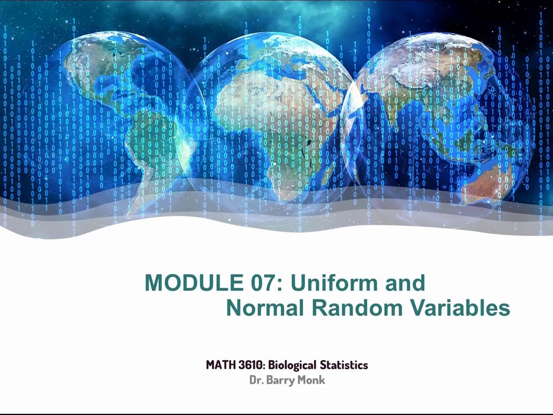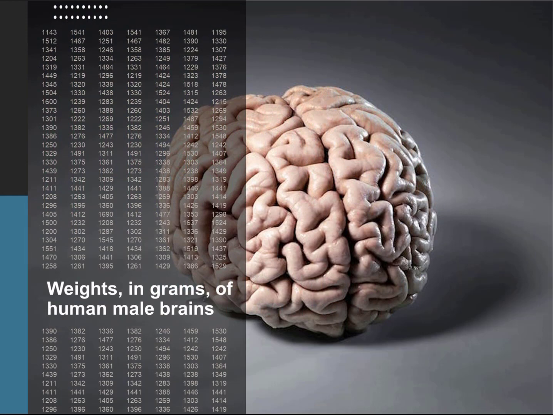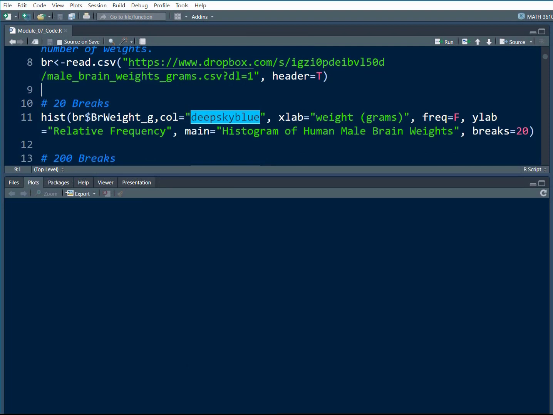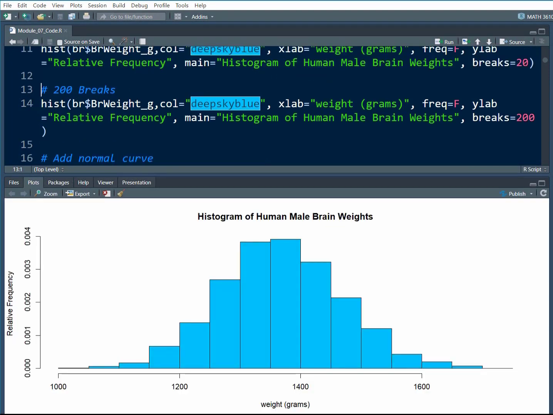You have learned about discrete random variables and some special distributions. We are now ready to move on to continuous random variables. Consider a dataset consisting of weights in grams of human male brains. We can visualize these data with a relative frequency histogram. Here, class intervals are chosen so that each rectangle represents a relatively large number of weights.